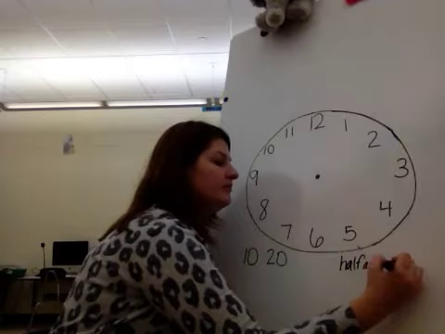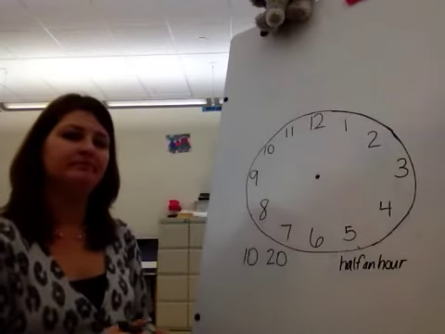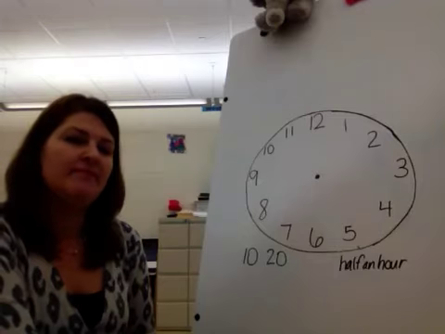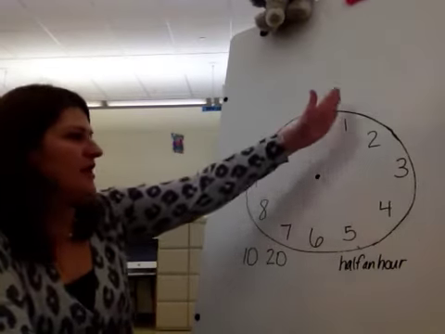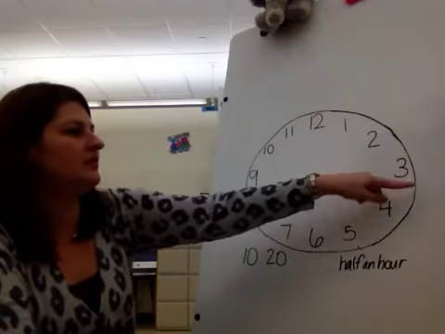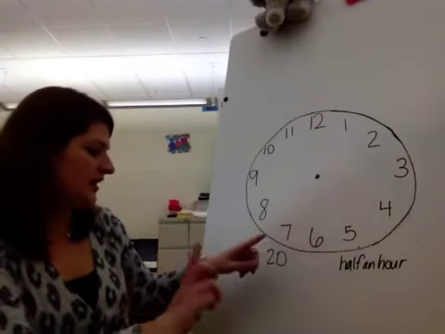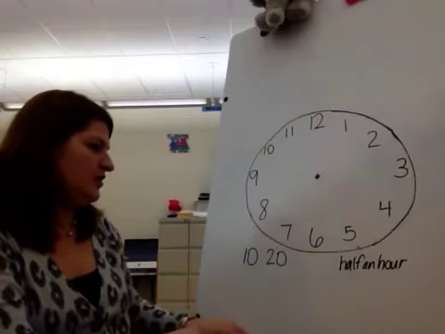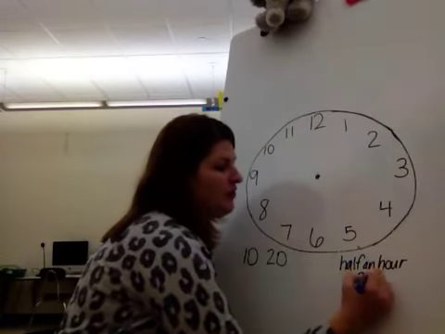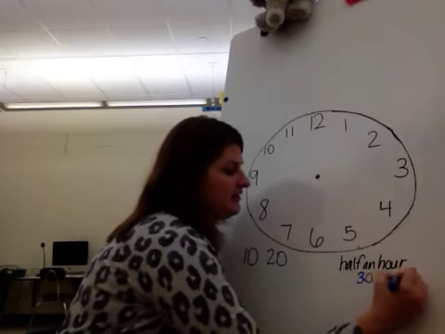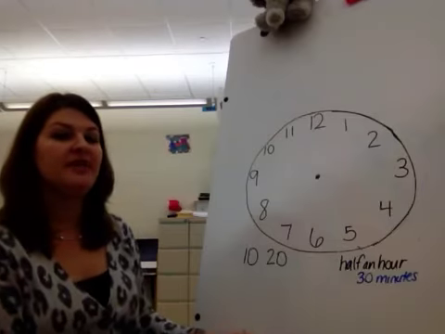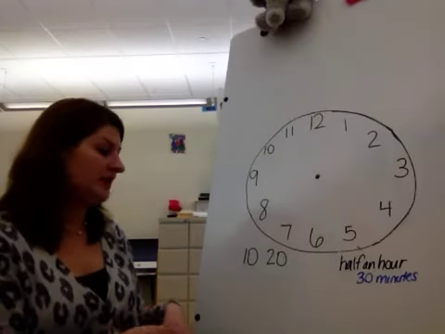Do you remember half an hour? How many minutes was that? That was 30 minutes. So we're not going to get tricked. We know that half an hour means we want to go 30 minutes later. So first thing we need to do is find 10:20 on the clock.